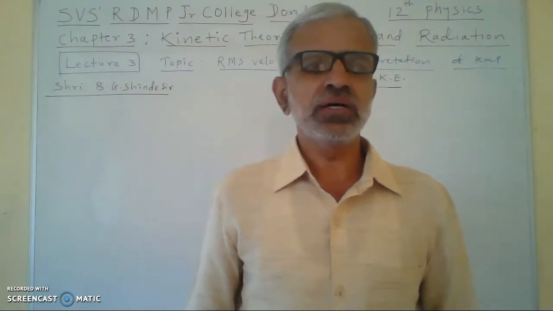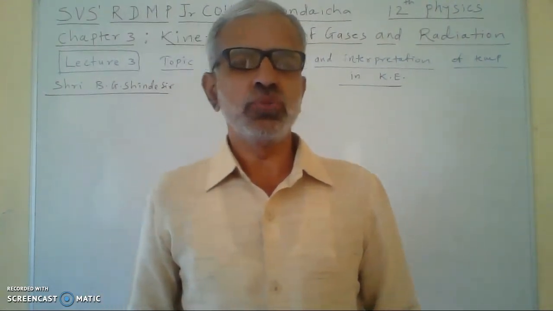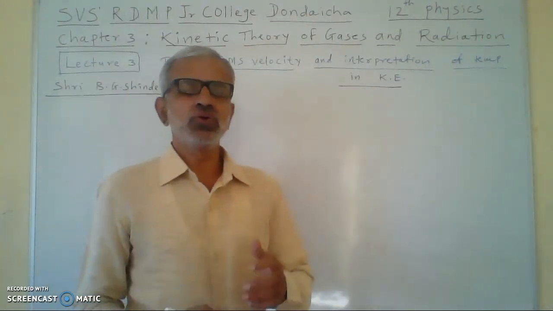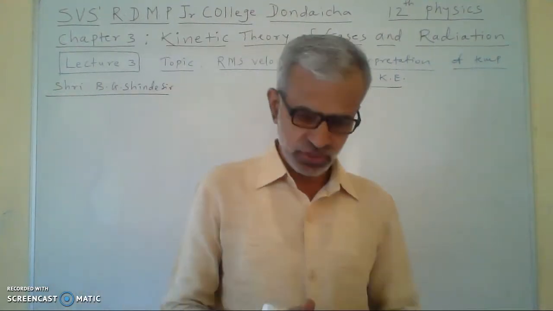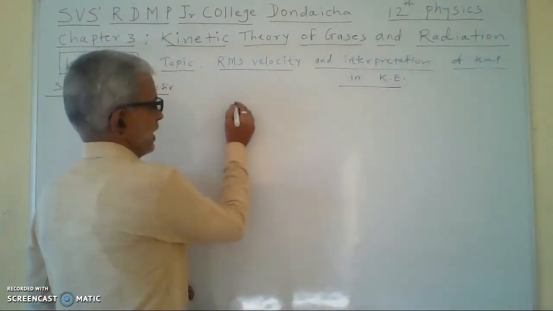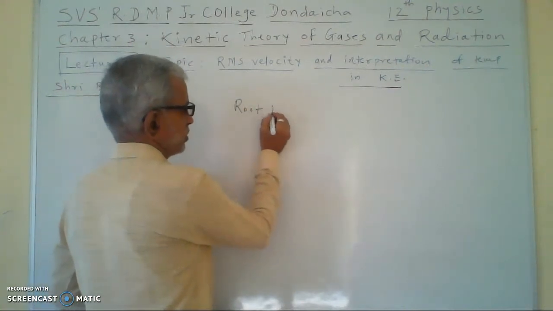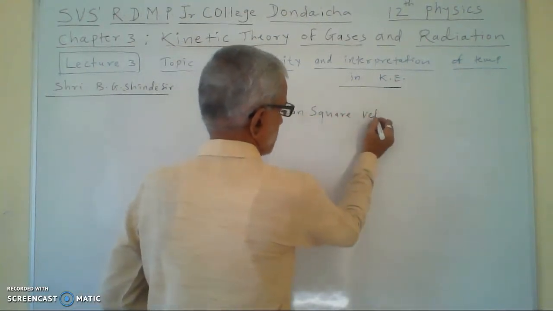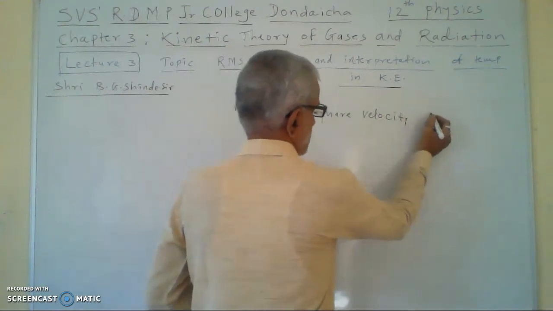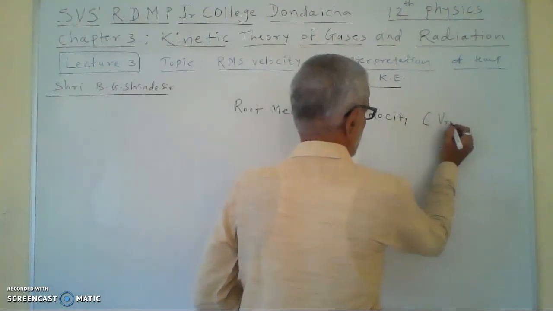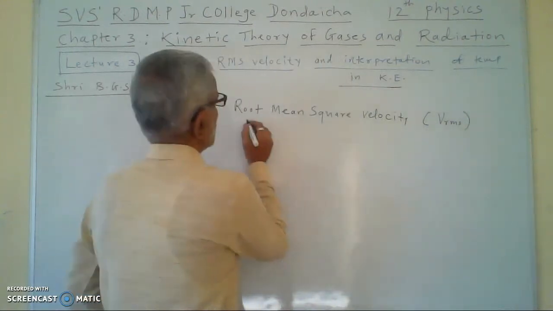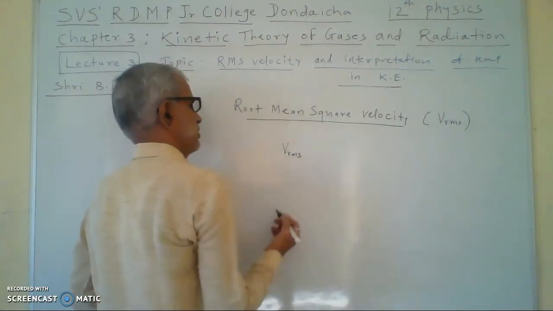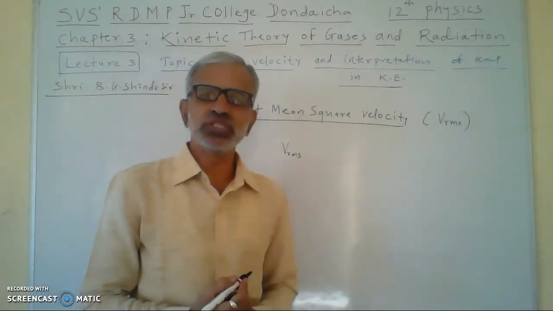So let us start this topic, RMS velocity. First I will tell you the meaning of RMS velocity. RMS stands for root mean square. It is the root mean square velocity. It is denoted by VRMS. Now what is the meaning of VRMS? What is the meaning of the root mean square velocity?